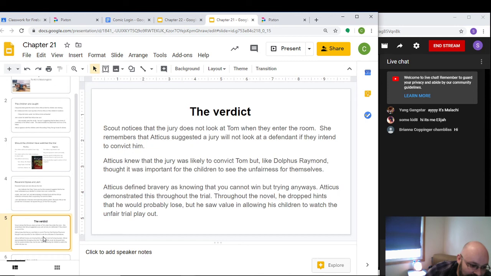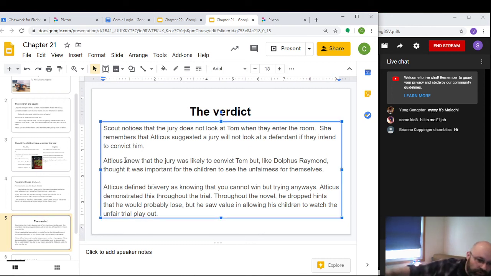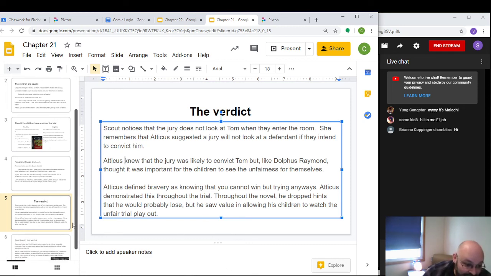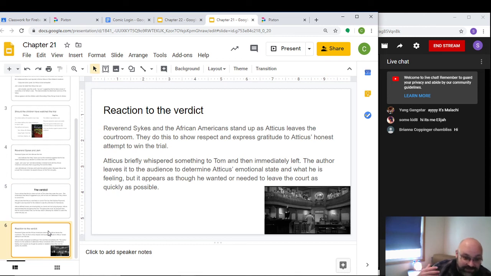And then definitely create a panel of the verdict coming back as guilty, and just how shocked Jem would definitely be, how Atticus kind of just storms out of the courtroom after talking to Tom for a few seconds, and then the aftermath, where afterwards Atticus is given this expression of gratitude by the African Americans present. So they all stand up as a show of gratitude and respect because he at least tried to do the right thing.